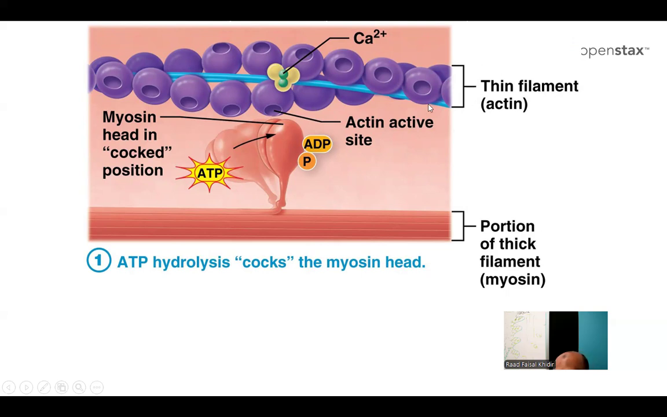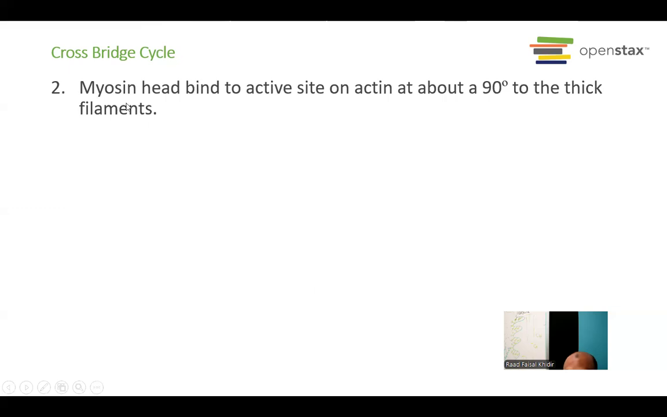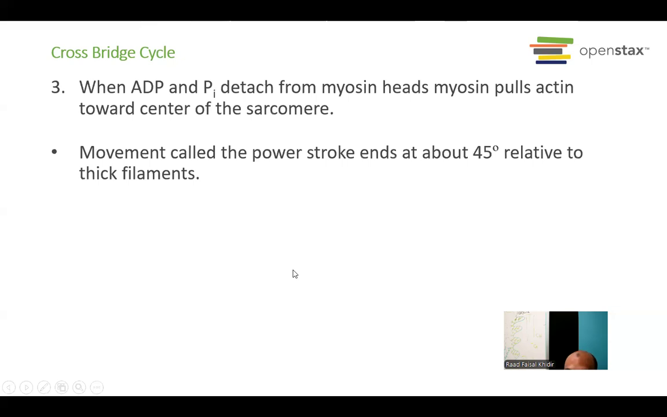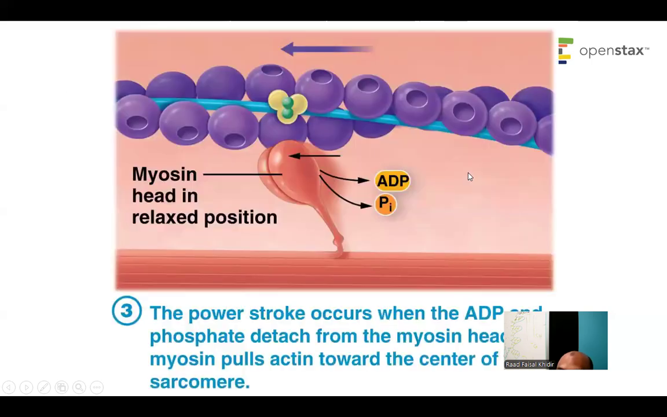So this is a thin filament known as actin, and that is a portion of the thick filament. The myosin head would bind to the active site on the actin at about 90 degrees to the thick filament. When ADP and Pi detach from the myosin head, myosin pulls actin toward the center of the sarcomere. The movement is called the power stroke and ends about 45 degrees relative to the thick filament.